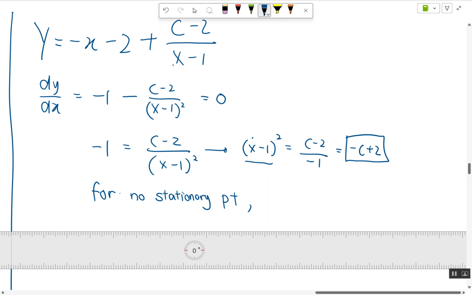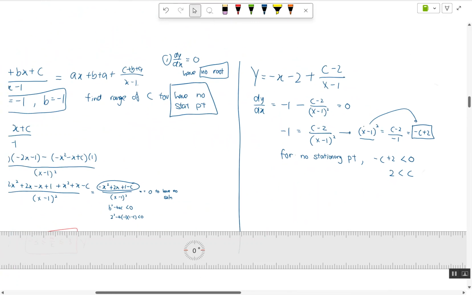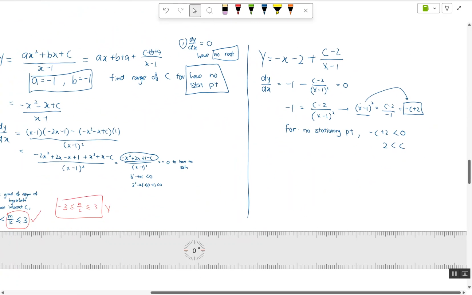Now, can you see x minus 1 squared equals to this, minus c plus 2, which must be less than 0. This part, understand why? Because you cannot square root a negative value. This part is easier to get. This will satisfy the answer. c must be greater than 2. That's the answer. If you do b squared minus 4ac, you will also get c greater than 2.